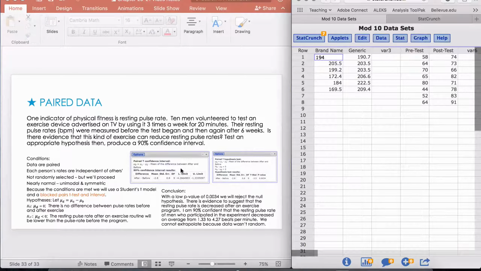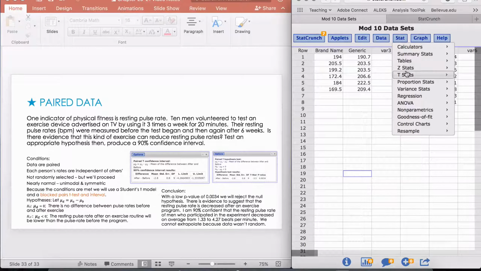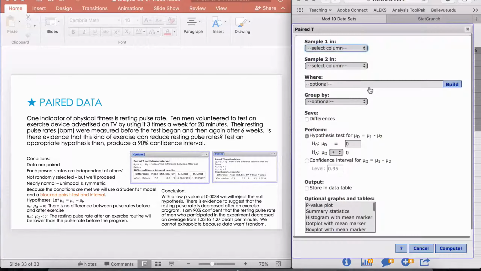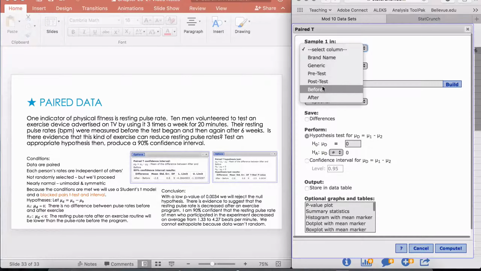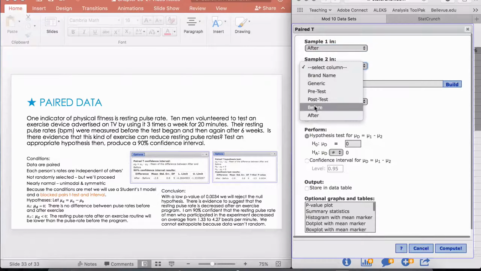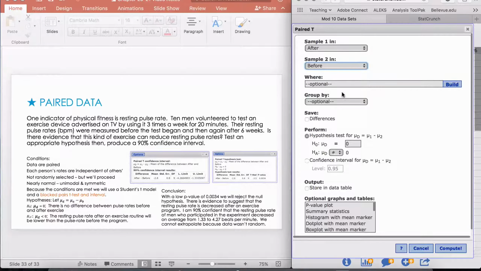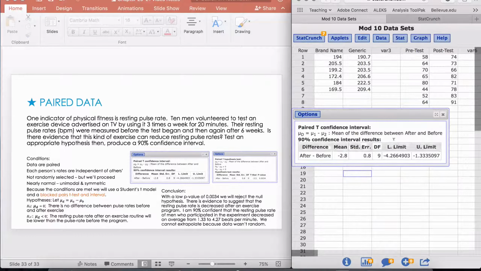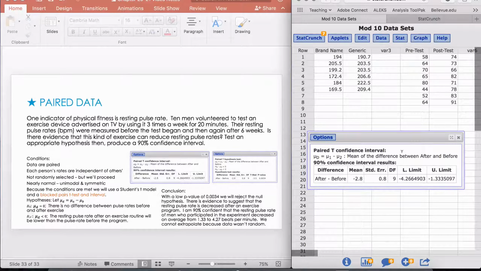Doing these two tests, or the test and the interval, again, I'm going to go to Stat, T-stats, paired. I'm going to choose, I chose after and then before. For my interval, I'm doing a 90% interval. And again, notice I'm getting negative values, and that's okay. That just means that that's how much it lowered. It has decreased by that much.